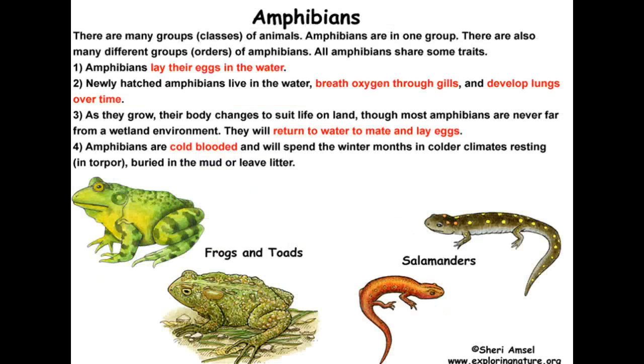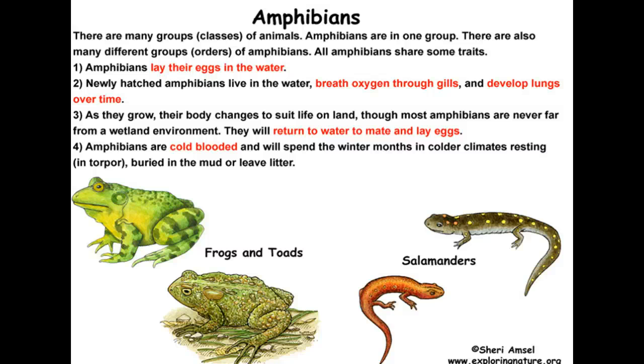Amphibians are the ones that will go through metamorphosis. There are many groups of amphibians, and most of them share these traits. Amphibians lay their eggs in water. Newly hatched amphibians live in the water, breathe oxygen through gills, and develop lungs over time. As they grow, their body changes to suit life on land.